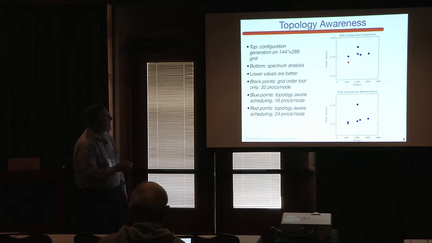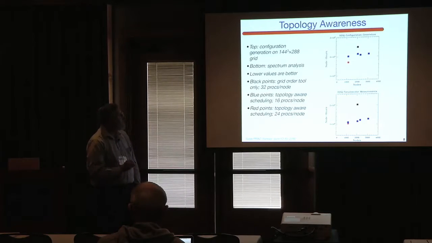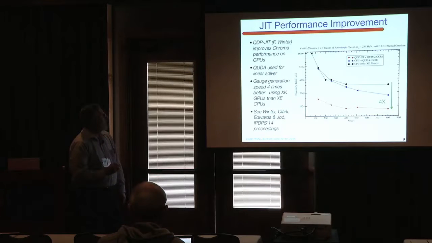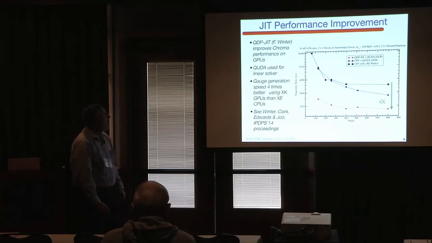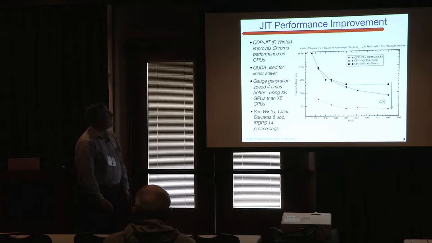And then this is for the spectrum analysis that we do. Here we see that changing the number of processes per node didn't make much of a difference, but we got almost a factor of two improvement, and therefore we were able to get more done than we originally thought. So that's some result of topological awareness. This is actually a slide I showed last year, but there's a little bit more to this story this year.